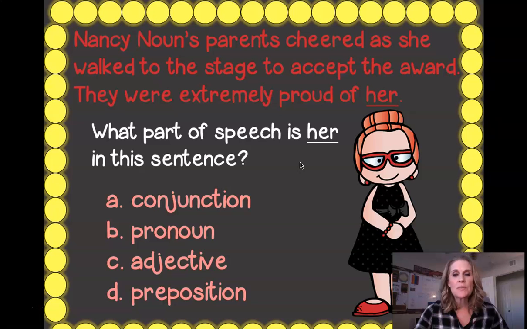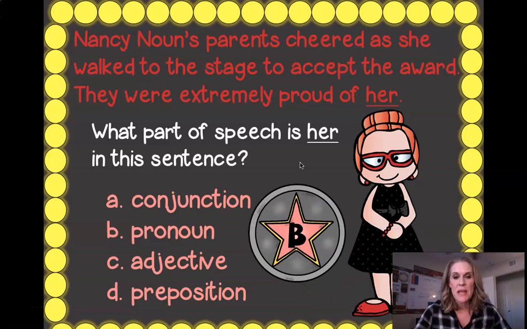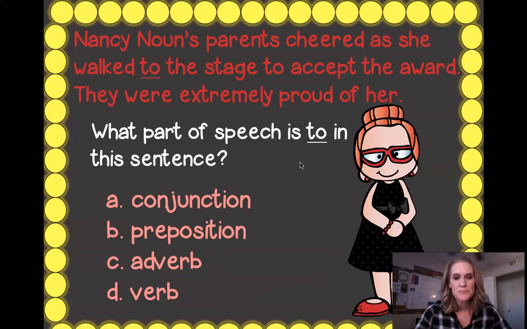What part of speech is her in this sentence? They were extremely proud of her. Is it A, conjunction, B, a pronoun, C, an adjective, or D, a preposition? Did you say B, pronoun? You're correct. Her is a pronoun. Remember, pronouns are words we use to replace nouns.